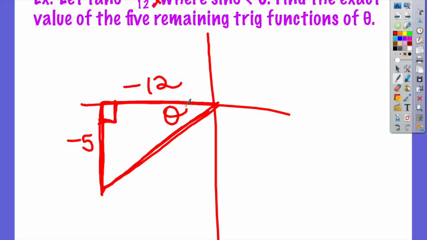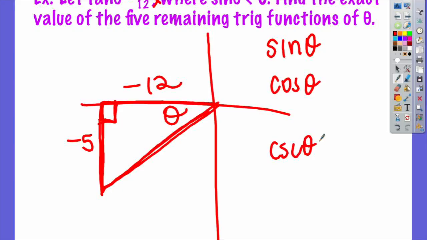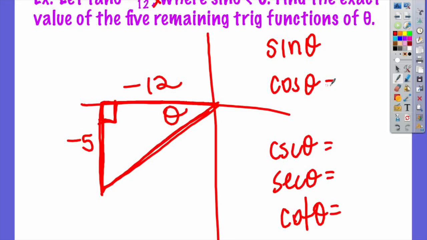All right. So we already know tangent. So we need to find sine, cosine, cosecant, secant, and cotangent. I want you guys to find those. All right. What was our hypotenuse? Anybody? 13. So Donnie, what was sine? Negative 5 over 13. And Brian, what's cosine?